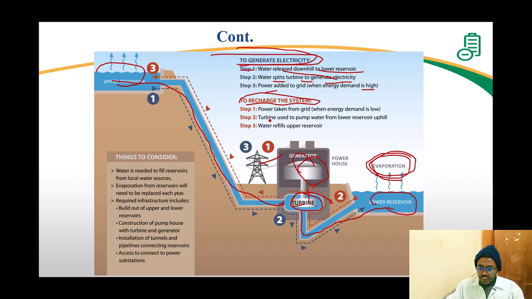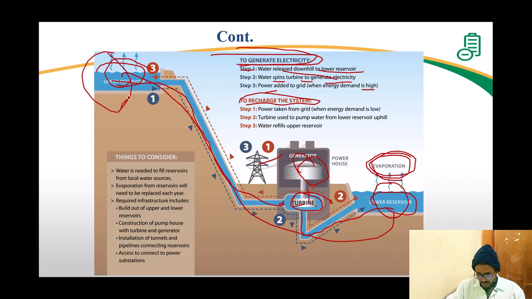Okay, so let's go to the recharge system. Let's say there is not enough water here, but there is enough water in the lower reservoir. So we need to take this water here, so we can release it, the same thing. It will power our turbine and our generator. So what we do is recharge the system. Power is taken from the grid. We take power from the grid when energy demand is low, right? So the turbine is used to pump water from lower reservoir up here, right?